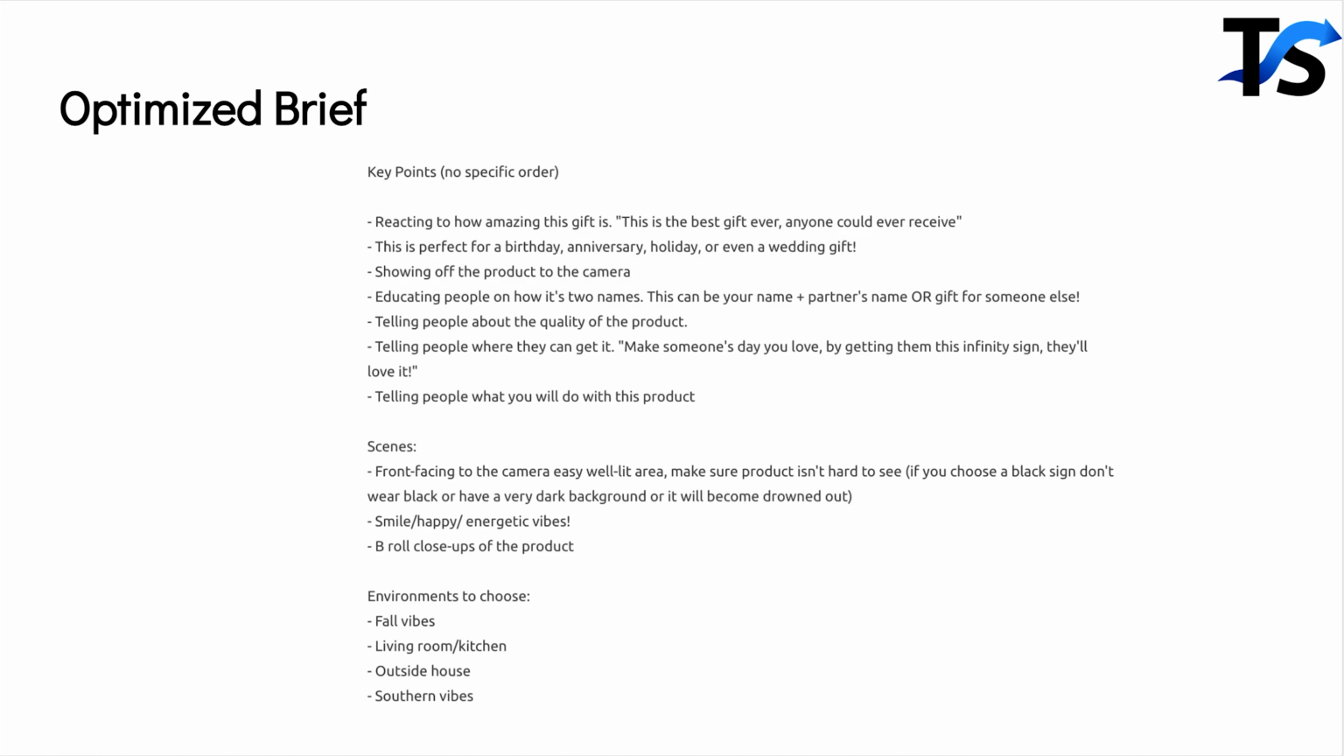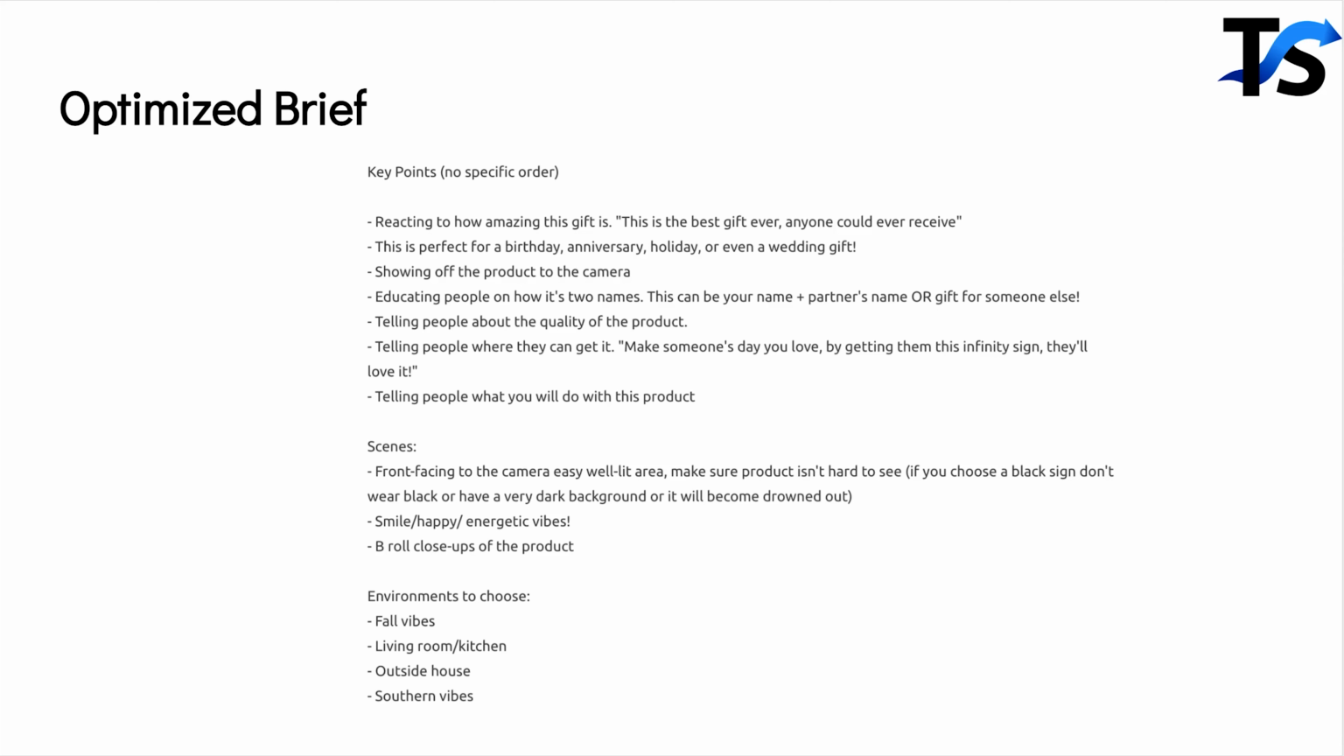So I'm also being kind of vague here by giving the creator more freedom in how they want to play with this product. That's also going to help me out in giving a more organic reaction. Now, scenes: front facing to the camera, easy, well-lit area. Make sure the product isn't hard to see. Don't wear black. So obviously, just giving a little bit more. But okay, I'm starting to be a little bit more descriptive with it.